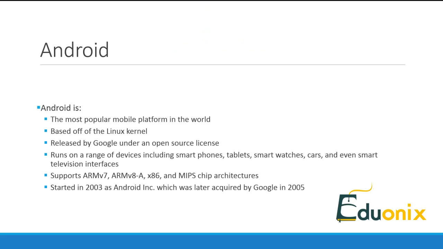It is based off the popular Linux kernel, and in that vein, a majority of the Android software is licensed under the Apache Software License version 2.0. The latest version of Android operating systems run on a variety of devices, including smartphones, tablets, and more recently, smartwatches, interfaces for cars, and even televisions. The chip architectures of ARM v7, ARM v8A, x86, and MIPS are supported by Android for this plethora of devices.